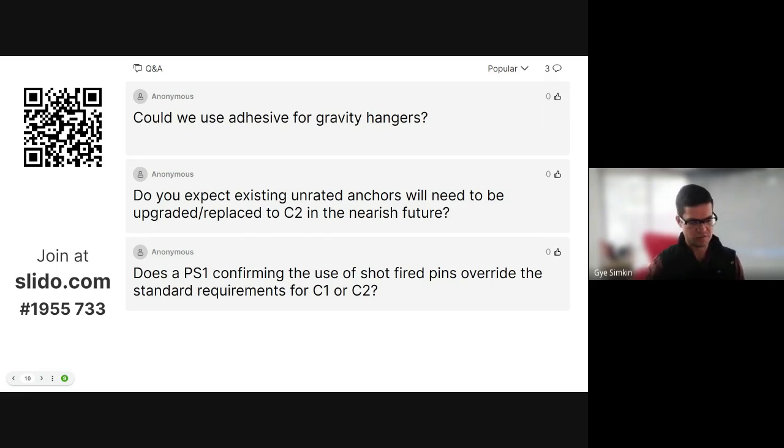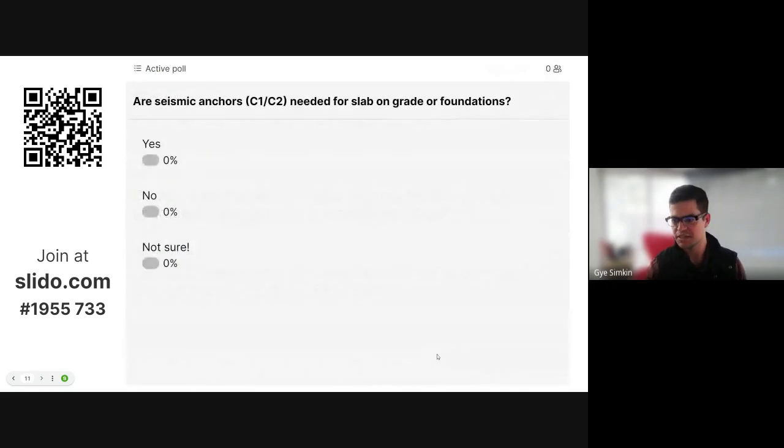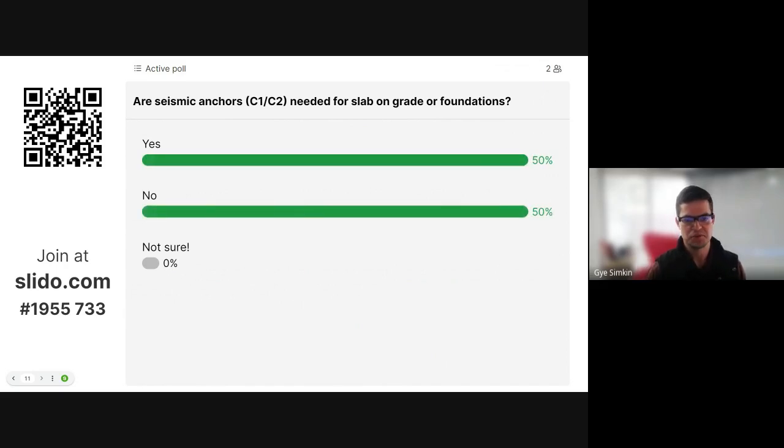I just had one final question that I was going to throw back to the audience that's still here. Here we go. What about for slab on grade and foundations? Are seismic anchors C1, C2 needed for slab on grade and foundations? Let's see what people throw there. It's a 50-50 at the moment. I think that just highlights the current state of the lack of clear guidance here. So yes seems to be winning at the moment. And some not sures.